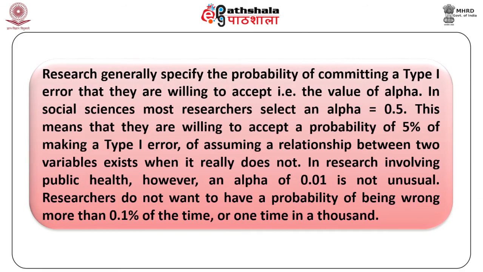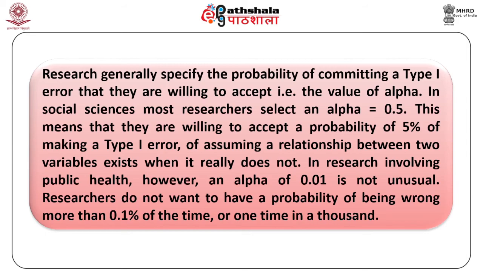Researchers generally specify the probability of committing a type 1 error that they are willing to accept, that is the value of alpha. In social sciences, most researchers select an alpha equal to 0.05. This means that they are willing to accept a probability of 5% of making a type 1 error, of assuming a relationship between two variables exists when it really does not.